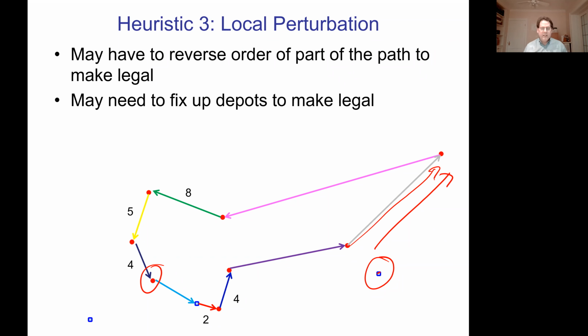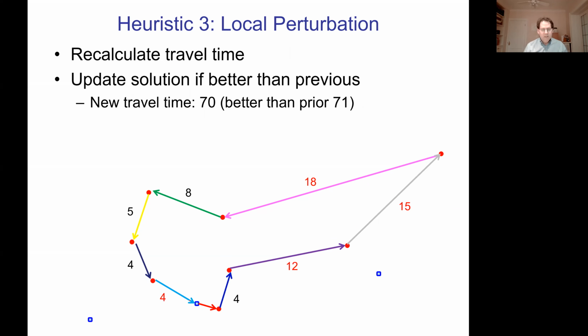And I remove the connection to this depot that was in the middle of my path, and instead I put a connection to a depot at the end again. Okay, and then I calculate my new travel time, and in this case, I'm making up these numbers, but it turns out it's better again. So I get a travel time of 70, it was better than 71, so I do it. Okay, so it's a little more work to do this, right?